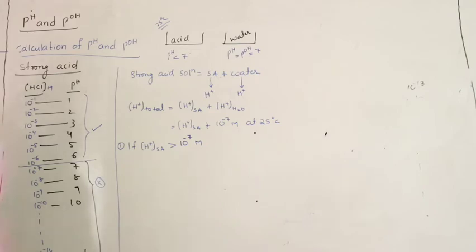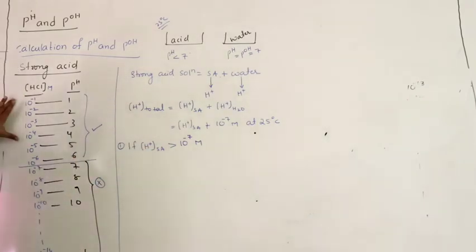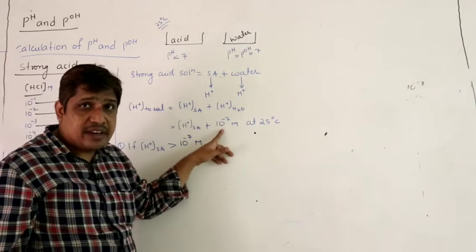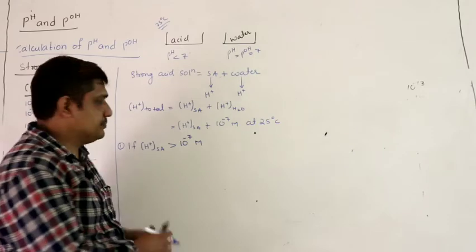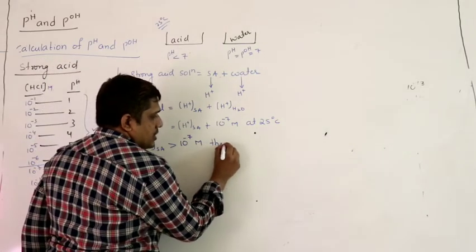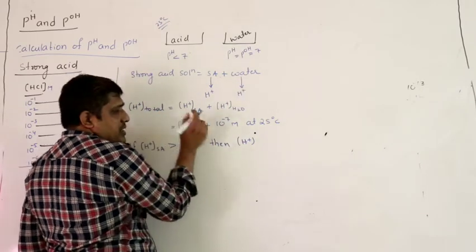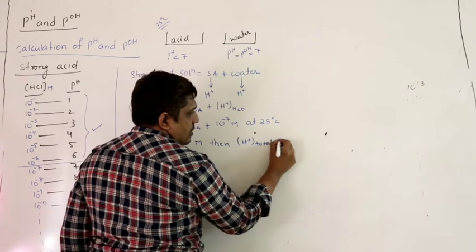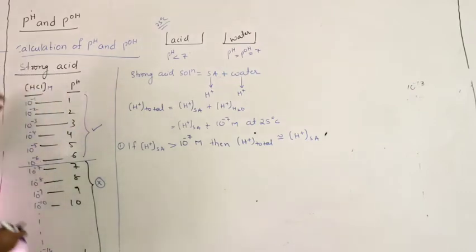If H plus from strong acid is greater than 10 power minus 7 molar, then this indicates that it is a concentrated acid, stronger acid, and the contribution of H plus is greater than 10 power minus 7 molar. Therefore, I can neglect this value. This value means contribution of H plus from water. This is an approximation. Then the total H plus ion concentration, if I neglect this value, will be approximately equal to H plus ion concentration from the strong acid itself, because you are getting the correct result.